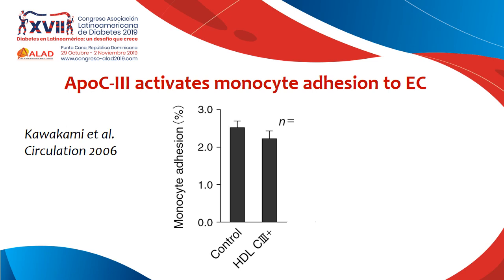And you can see here, this is the control situation. When you add HDL that contains ApoC-III, there's pretty much no change, a very small, very mild change. However, if you add HDL that does not contain ApoC-III, the adhesion goes down by about 40%. So in a way, the ability of HDL to inhibit the adhesion of monocytes to endothelial cells is dependent on the presence or absence of ApoC-III, or is highly correlated with the presence of ApoC-III.